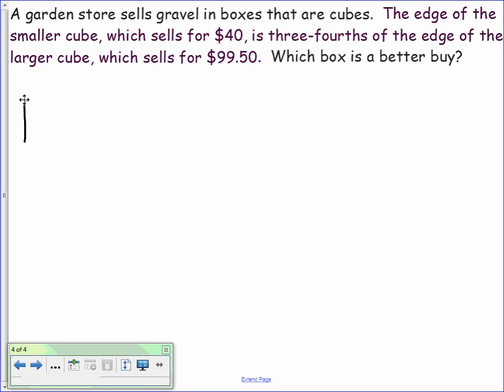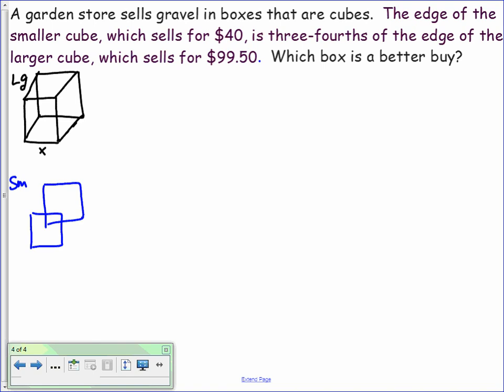So we're going to draw ourselves 2 cubes. Okay, so we have our 2 cubes. The larger one, we don't know what it is, we're going to call it X. And we'll label this one larger. And then we have a smaller cube. And this is 3/4 X.